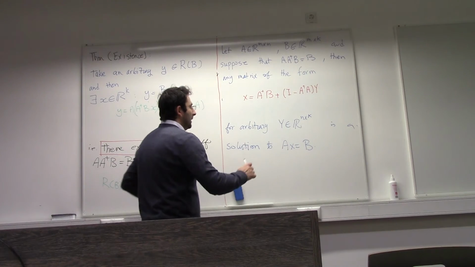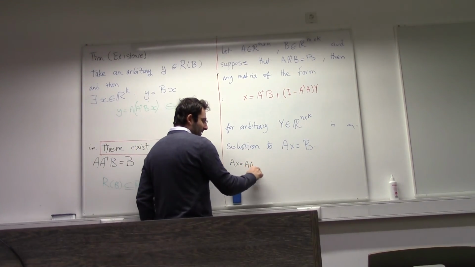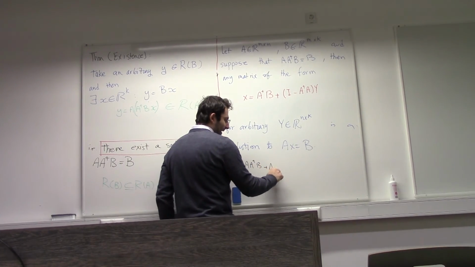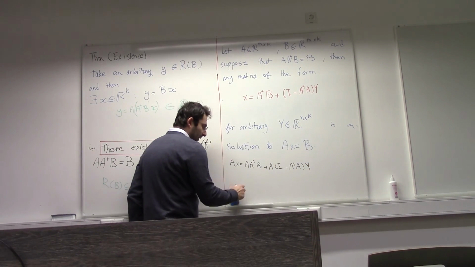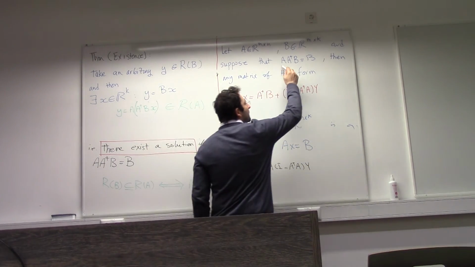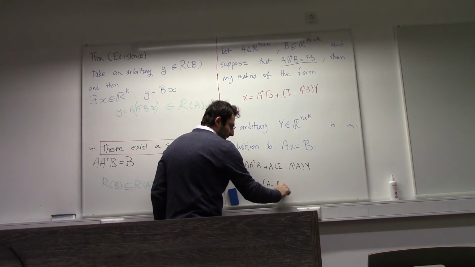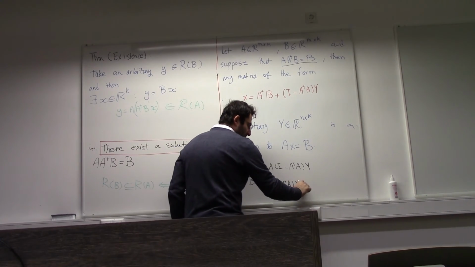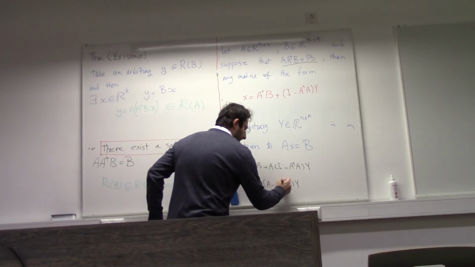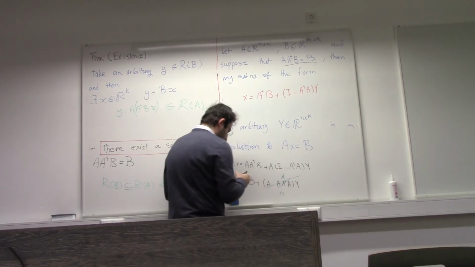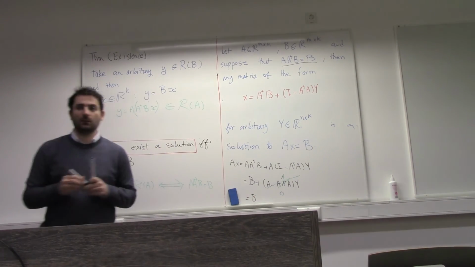So let's see. AX is equal to AA⁺B plus A(I minus A⁺A)Y. This is equal to, we had this big assumption, B plus (A minus AA⁺A)Y. What is AA⁺A? It is A. So this is 0, and this is B. So we are proved.